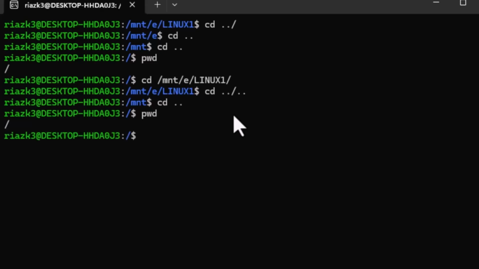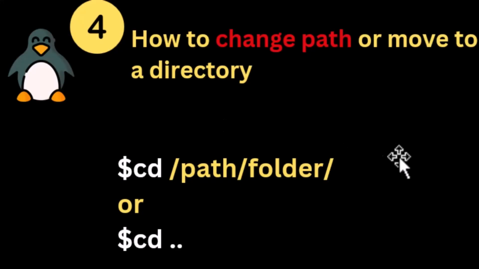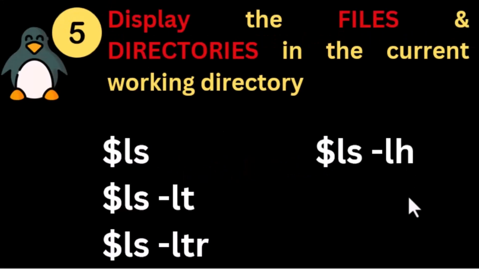Fine. Now moving ahead, our next command, command number 5, is the ls command. ls stands for list. It displays the files and directories in the current working directory. It has certain options like lt, ltr, and lh. Let's see how this command actually works.